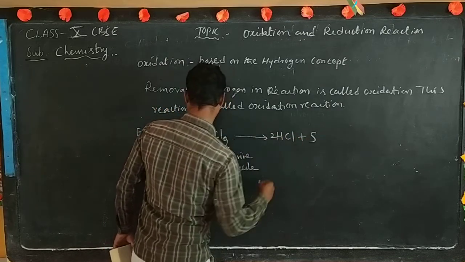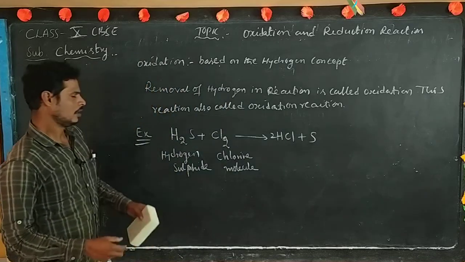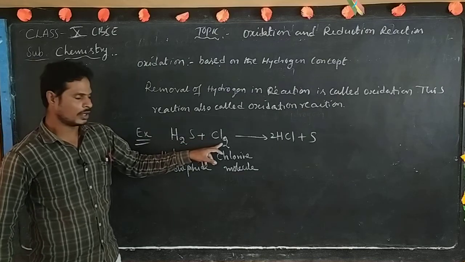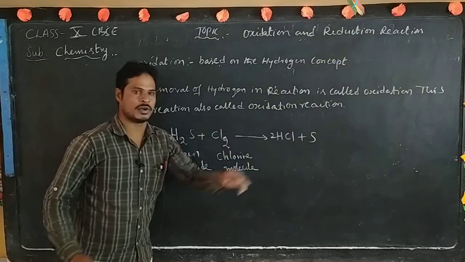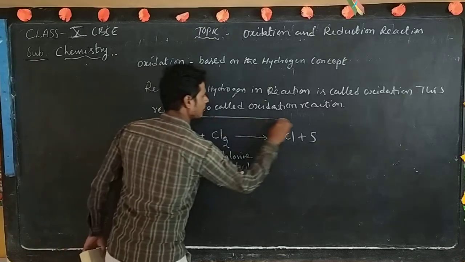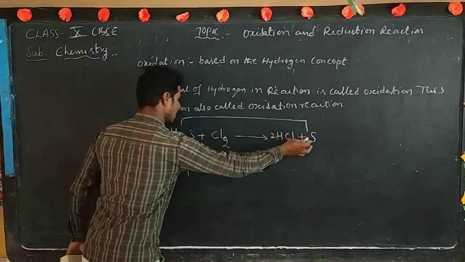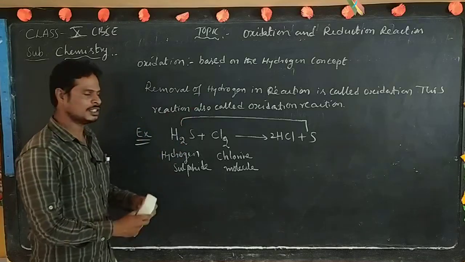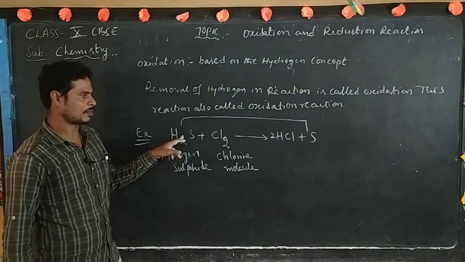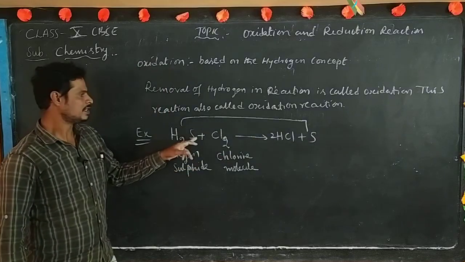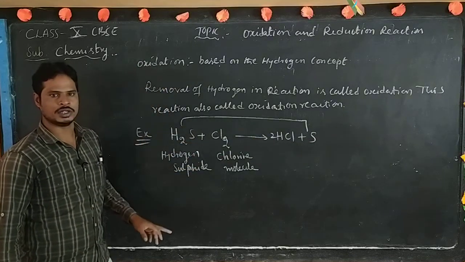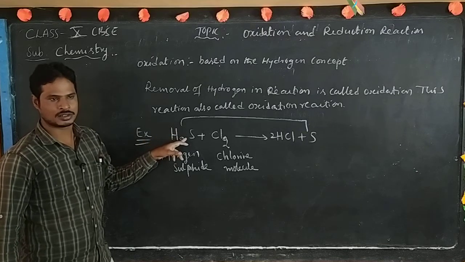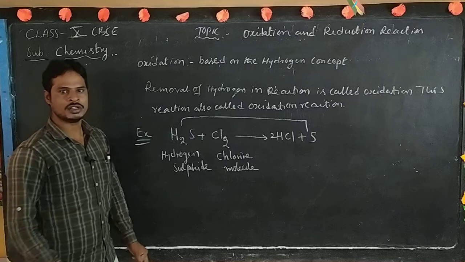Here observe, hydrogen sulfide reacts with chlorine to form HCl plus sulfur. Here what happens when we compare? In this compound, hydrogen is completely lost. Lost means removal of hydrogen, after which we get sulfur. This is an example of oxidation. Here hydrogen is completely removed from H2S. That's why it is called an oxidation reaction.